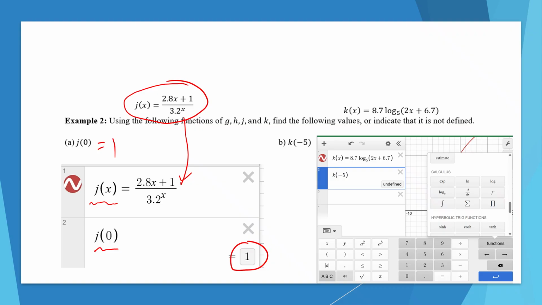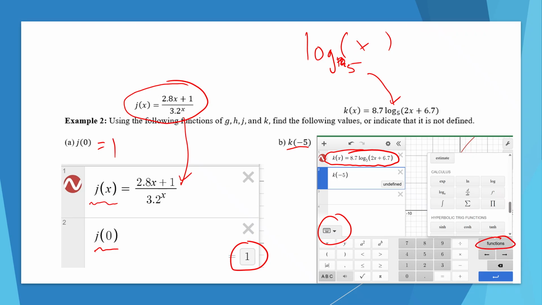Now, if we have k of negative 5, I typed in k of x, and so that's great. Now remember to get this custom log: if you just type in log and then x, this is going to be an implied base 10. If you need this to be any number besides 10, let's say in this case we need a 5, remember, you're going to go to your keyboard icon, functions, go to the calculus section, and then this button right here will allow you to enter a custom base for a logarithm. So you may see that. So just be prepared to know how to use it.